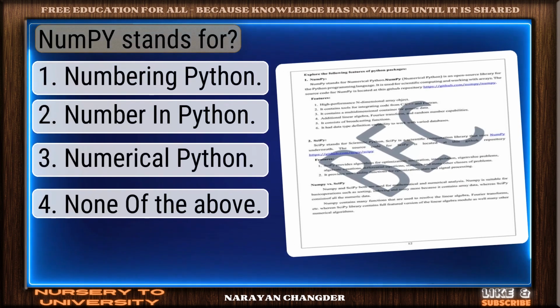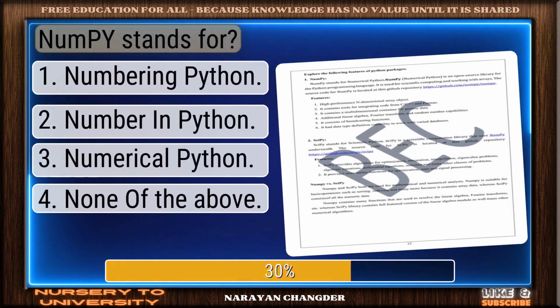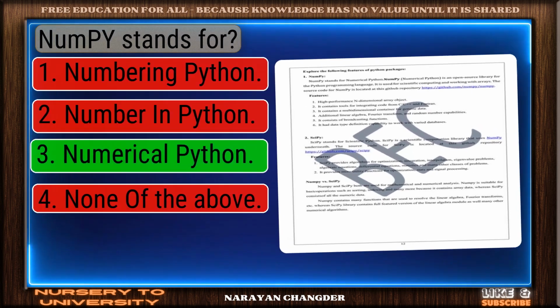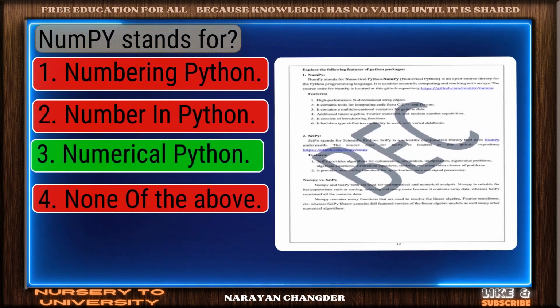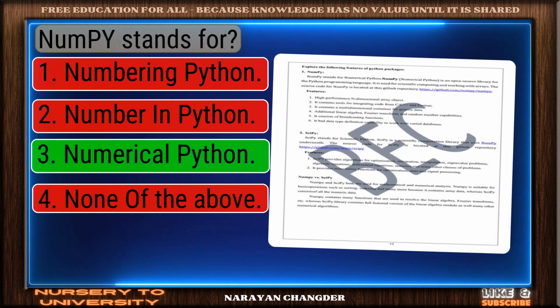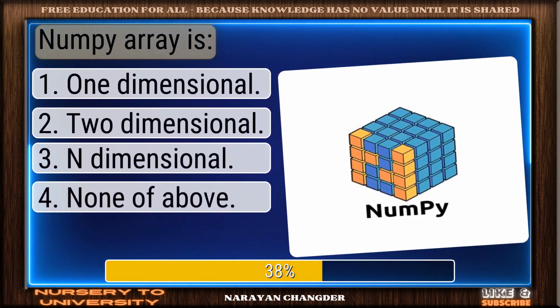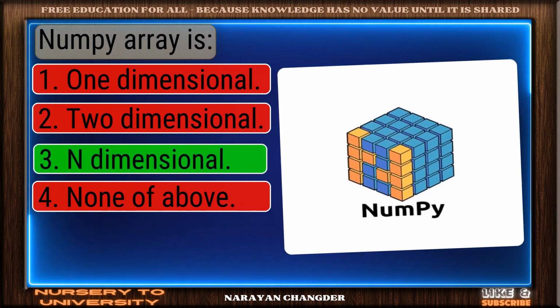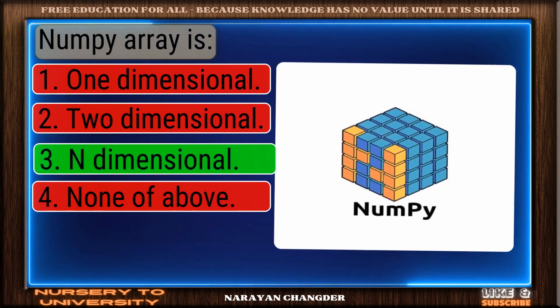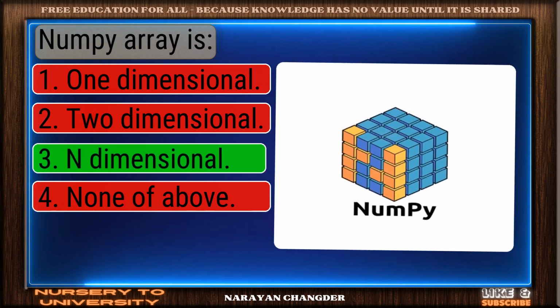Question number 77. Numpy stands for. Great job. Numerical Python is the accurate answer. Question number 78. Numpy array is. Smart pick. N-dimensional is the correct choice.